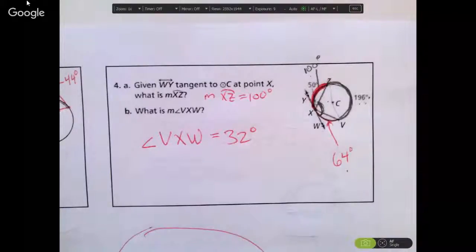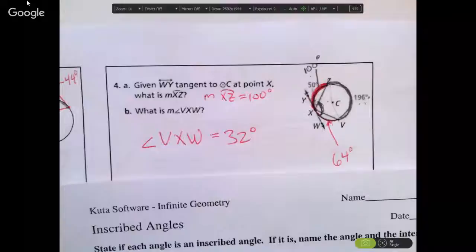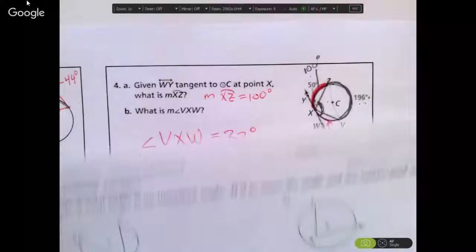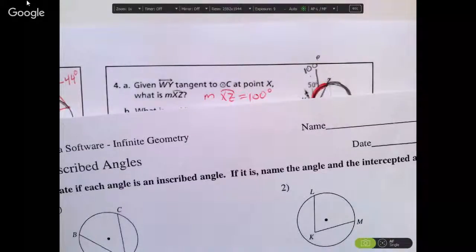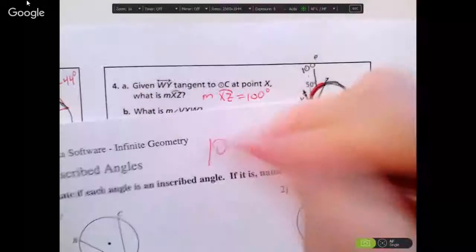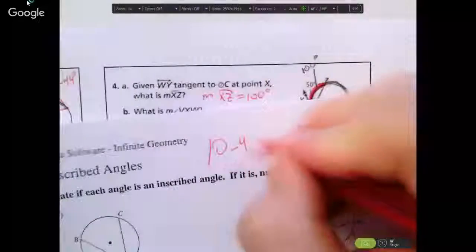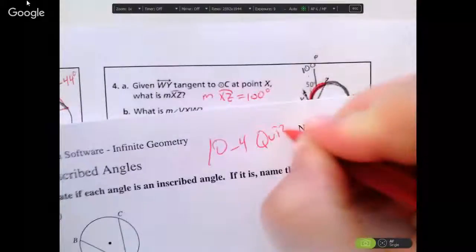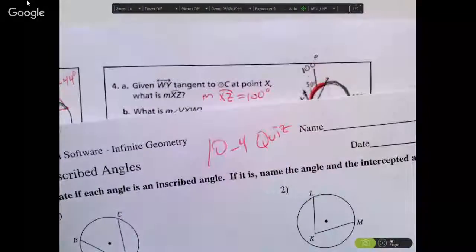Have you found that these worksheets are easier or harder than the online stuff? It depends on the week. I think they're super straightforward. Yeah, these are straightforward, and easier to do. Please write on here that this is the 10-4 quiz. My uncle used to be a truck driver. I asked him to do something.